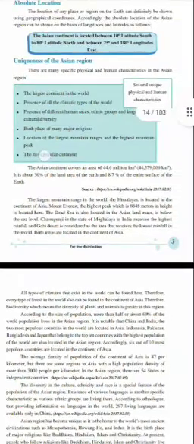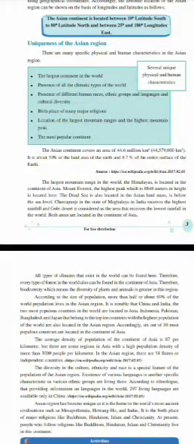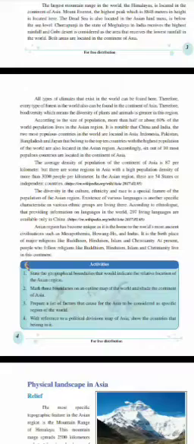And the Dead Sea, which is below the sea level, is located in Asia. Now let's talk about human characteristics.